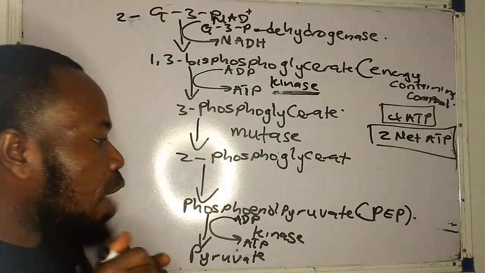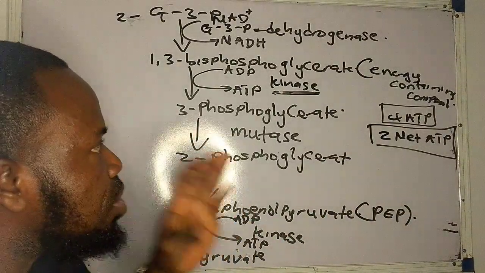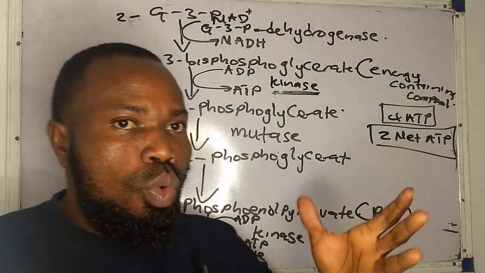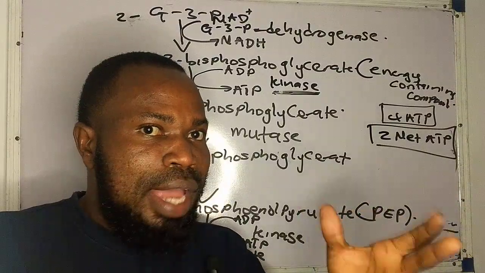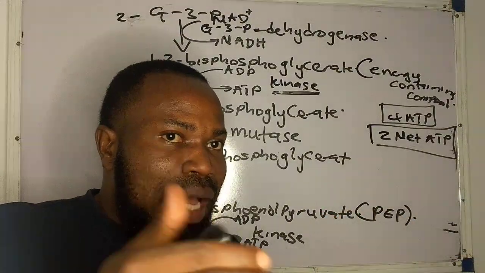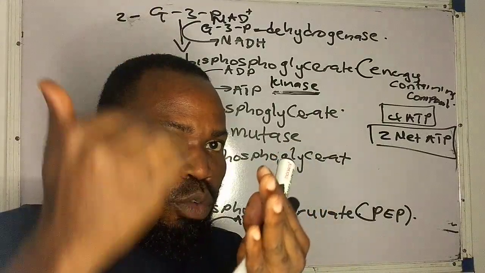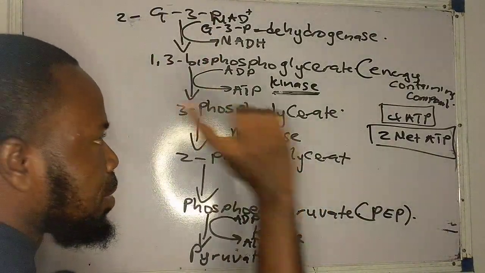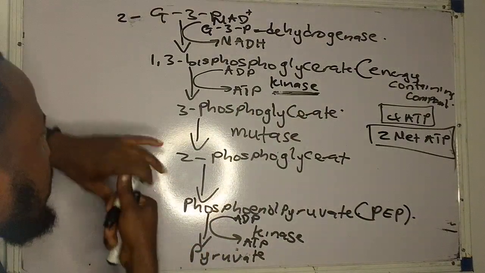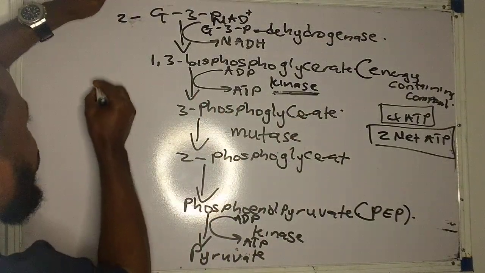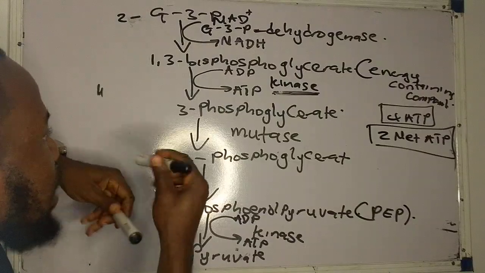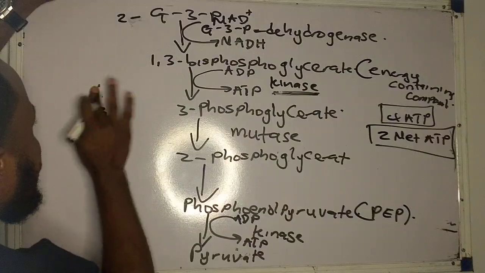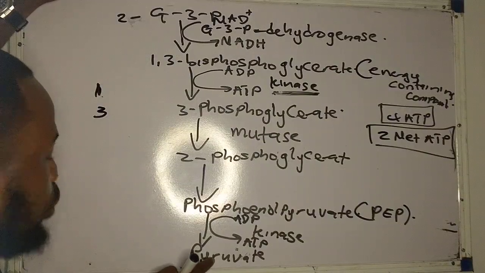Very easy. Now you have known already the committed step and the regulatory step. The committed step is the first one that I did just now in the first video, which is catalyzed by PFK1, phosphofructokinase 1, the one that catalyzes the conversion of fructose 6-phosphate to fructose 1,6-bisphosphate. Now that one is a committed step. The first regulatory step is reaction number 1. The other regulatory step is reaction number 3.